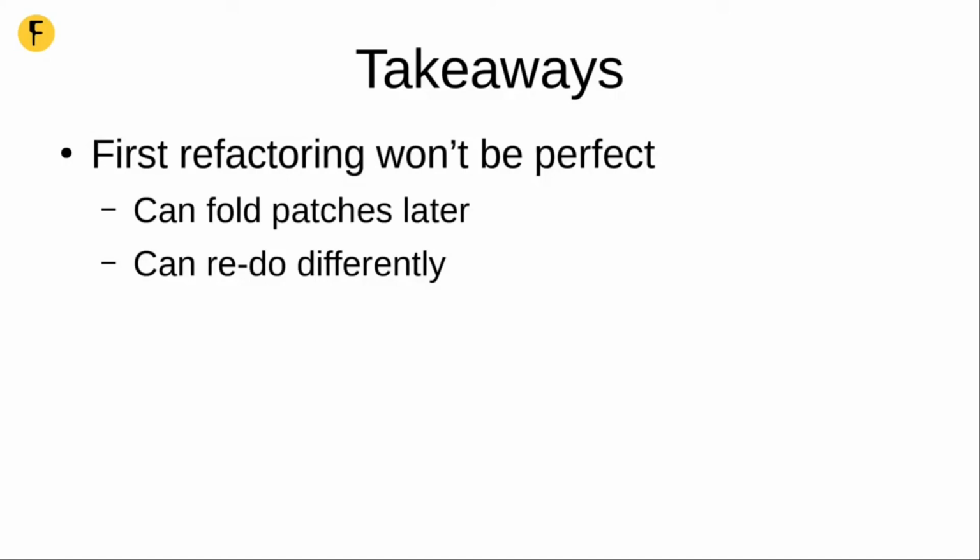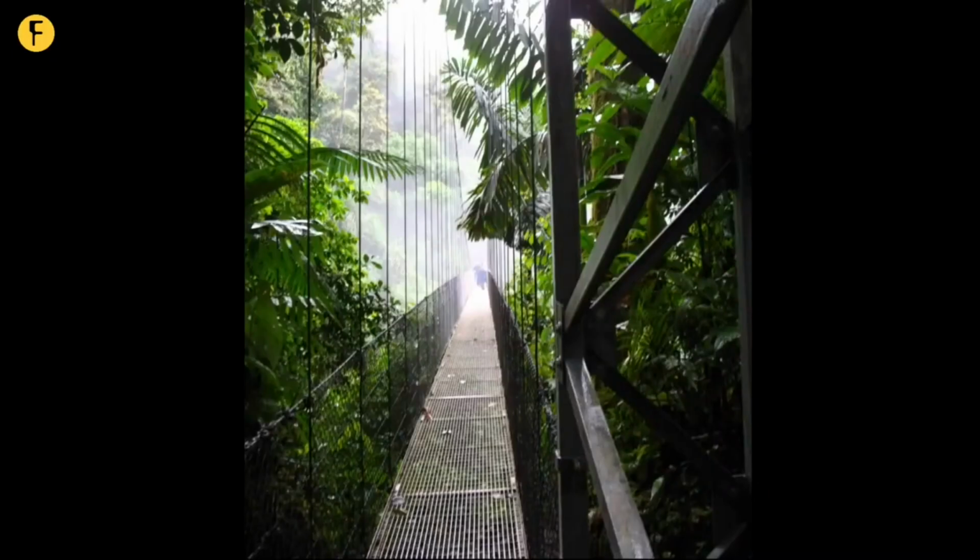Then, if you follow the refactoring path, your first refactoring probably won't be perfect. So I'm working on a separate Git repository, and then you can fold patches, you can redo your refactoring differently later on until you get to your final version. So we do have a path in the Django, don't we?